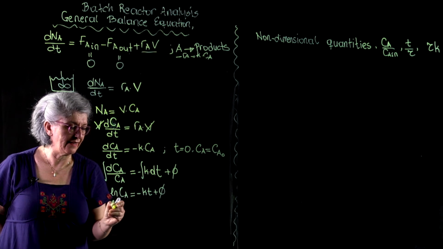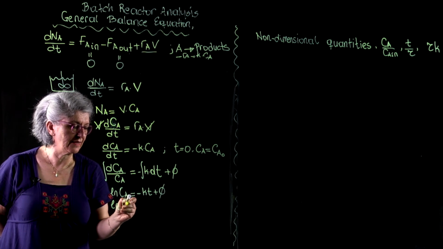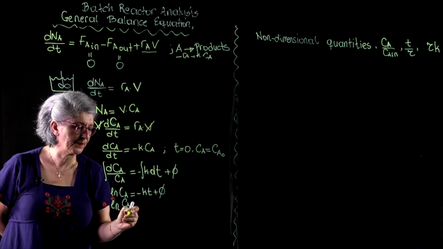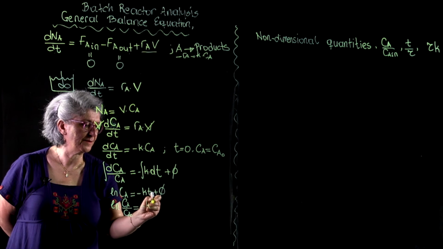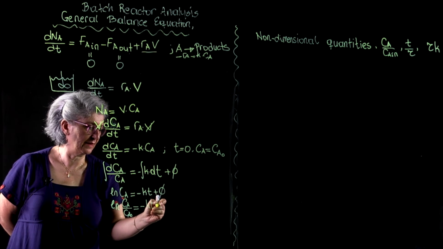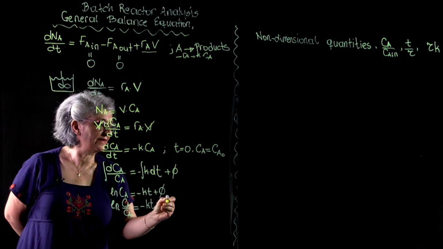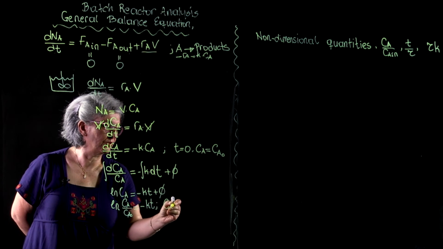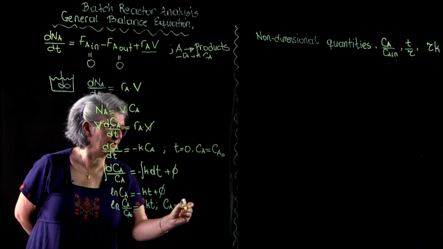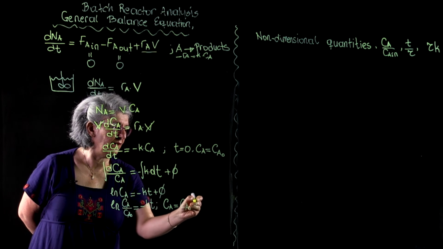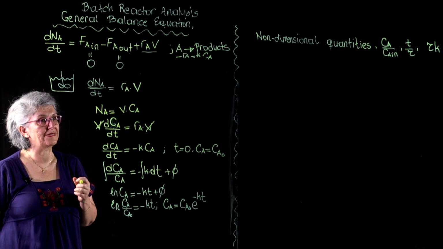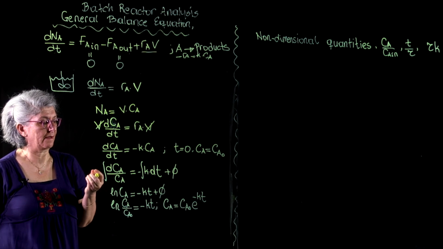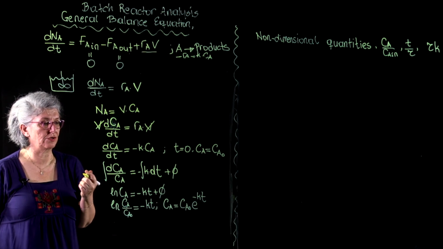We will do the ln algebra, so it will be ln of Ca over Ca0 equal to minus K times t, or Ca is equal to Ca0 e to the minus K times t. There's a time evolution of Ca.